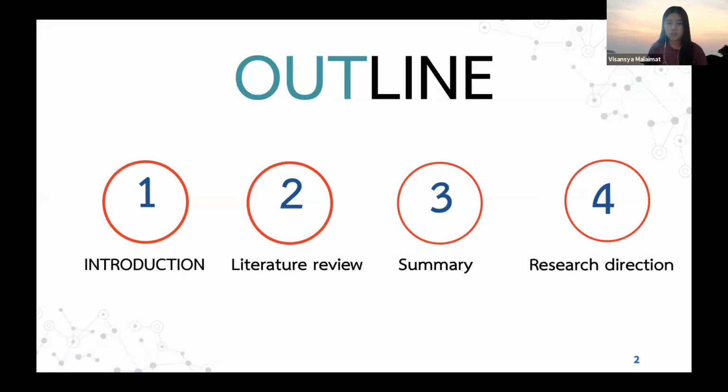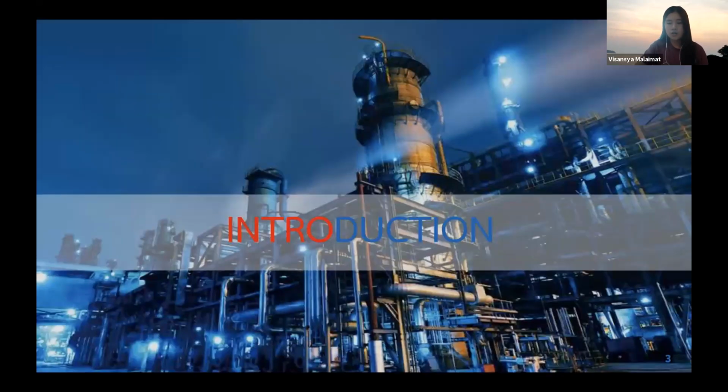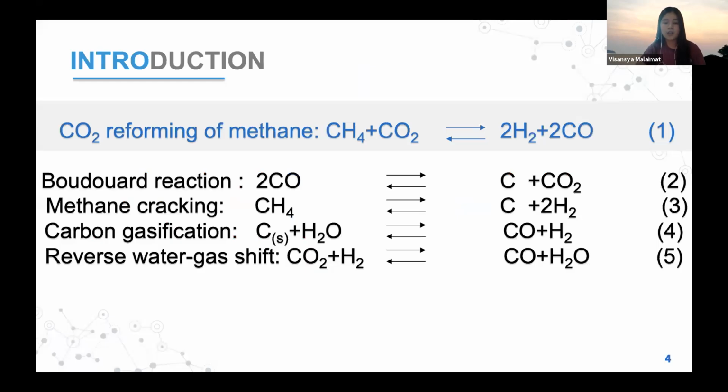Okay, let's go to the next point. Our main topic is dry reforming of methane. You must know this reaction very well because the reforming of methane is an important process to produce syngas, which is suitable for methanol and Fischer-Tropsch synthesis. Two main greenhouse gases give a mixture of hydrogen and carbon monoxide, which can be used in the production of energy and petrochemicals. If you see the side reactions, you must see carbon in equations 2, 3, and 4.